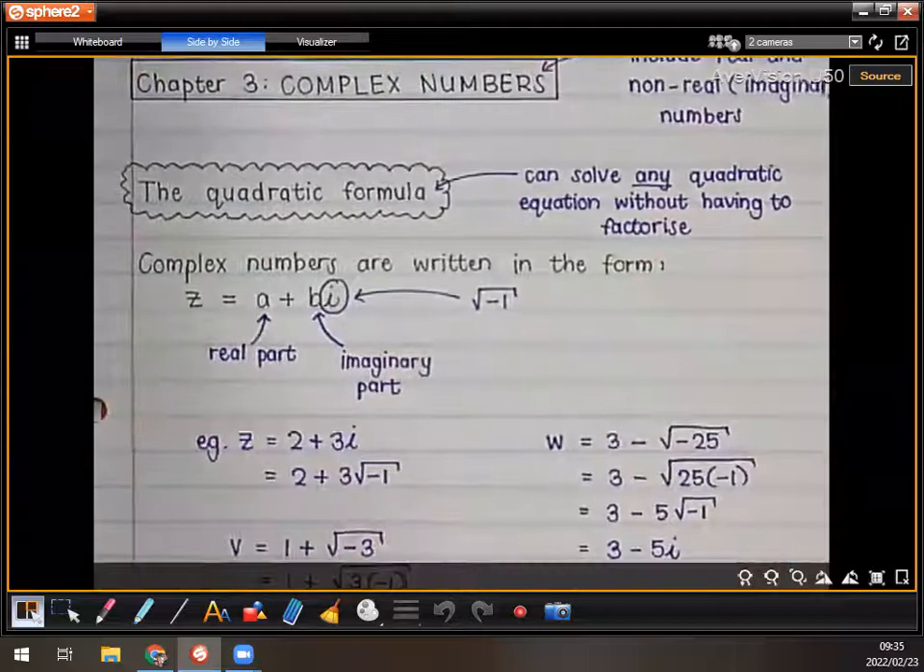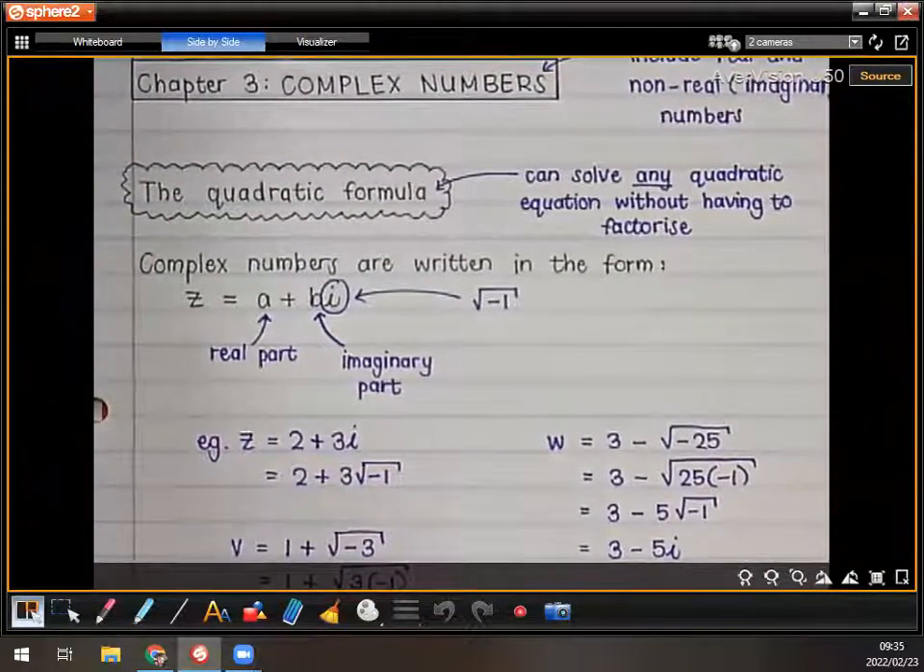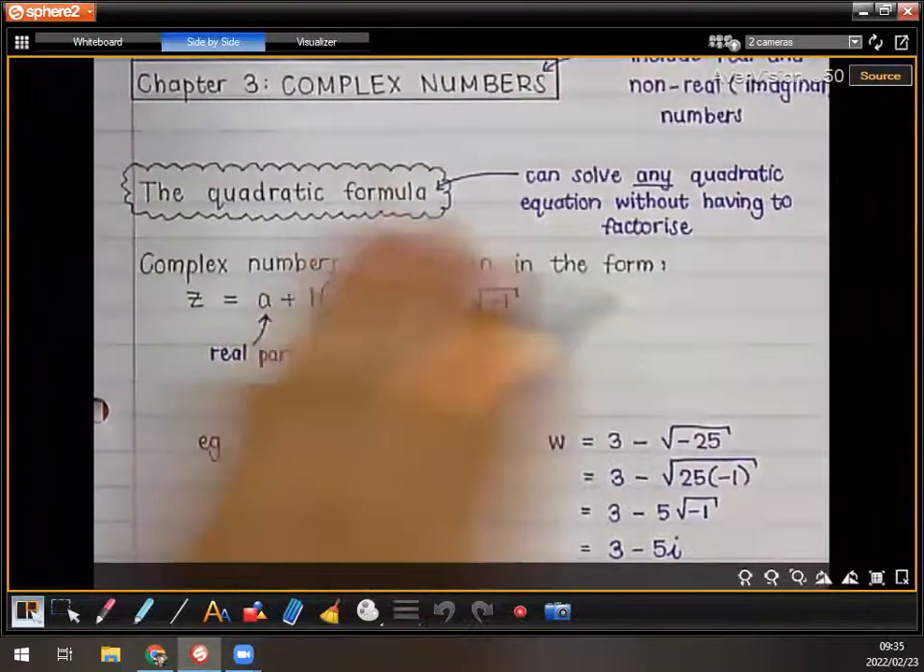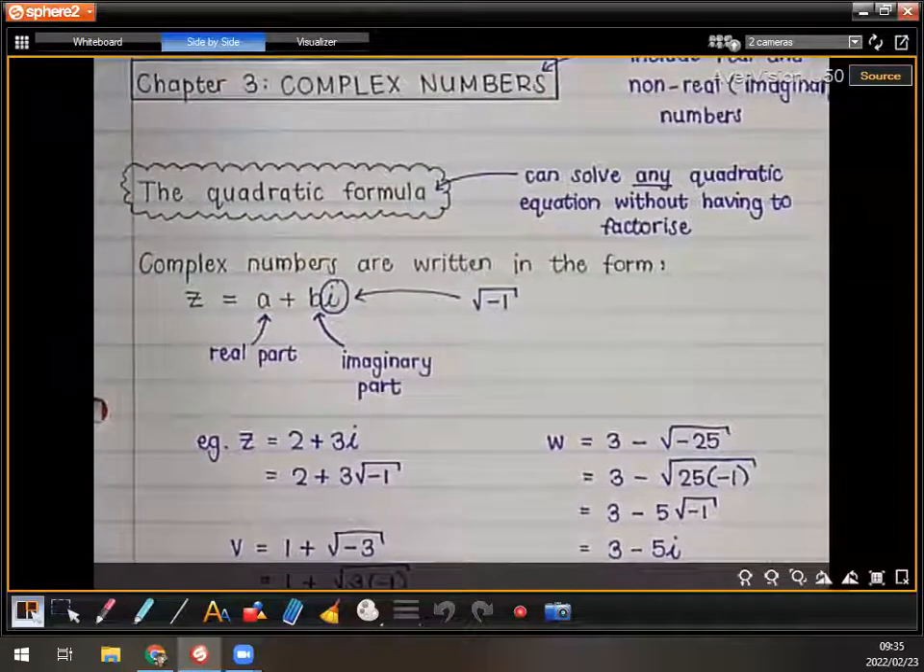But you know what you do, hey? You factorize, you have the 2 brackets equal to 0, you make one bracket equal to 0, the other bracket equal to 0, and that gives you your 2 answers. Okay, so now I'm saying instead of doing that, we can use the quadratic formula to solve for x.